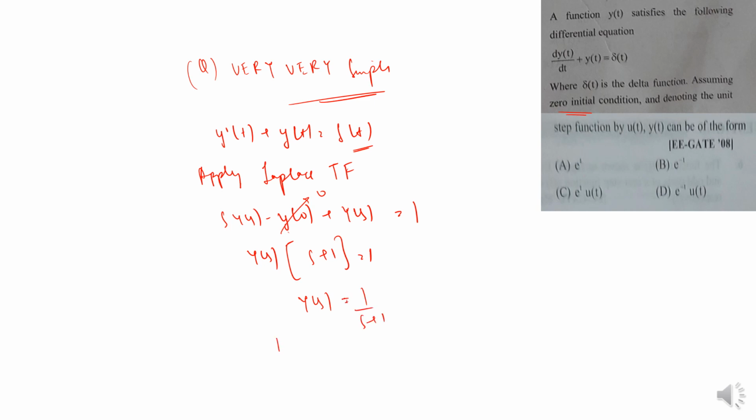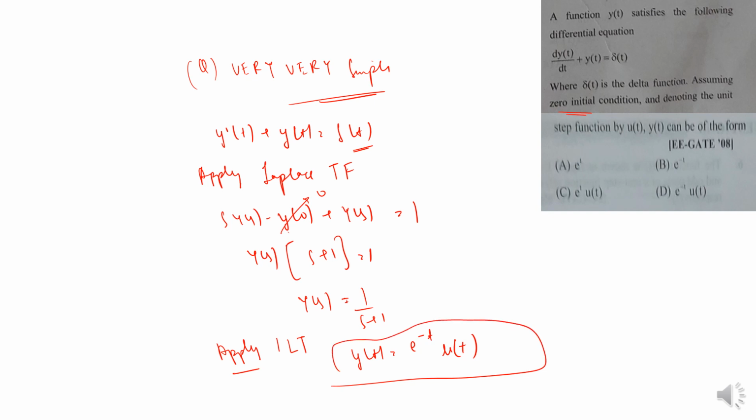Now if you apply the inverse Laplace transform, what happens? y of t is equal to e power minus t into u of t. Generally we write only e power minus t, but we usually do not write the u of t; it is actually e power minus t u of t. Option D.